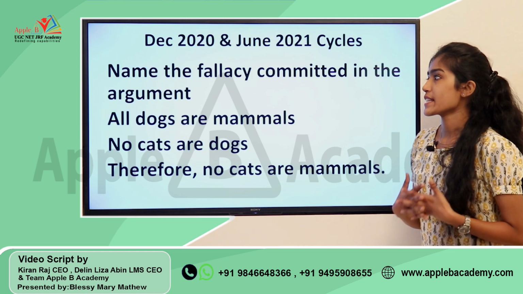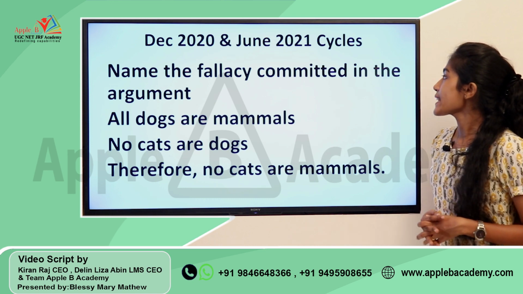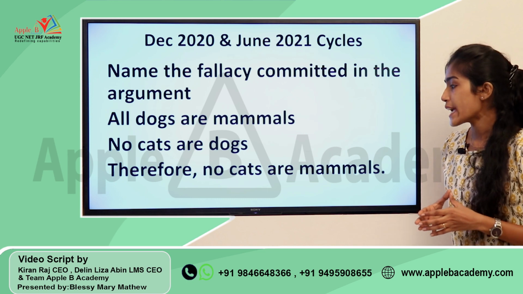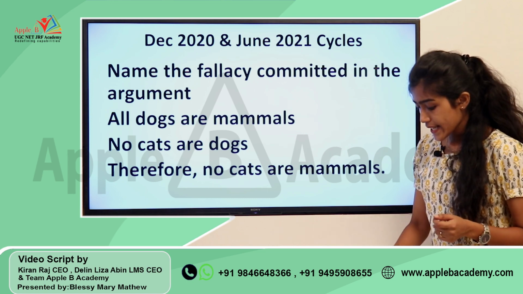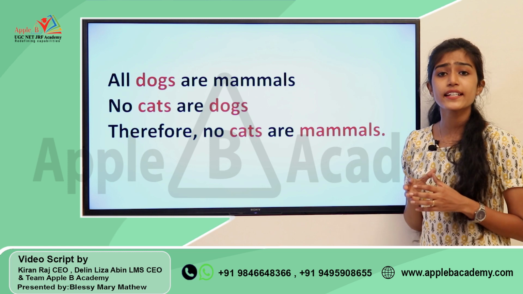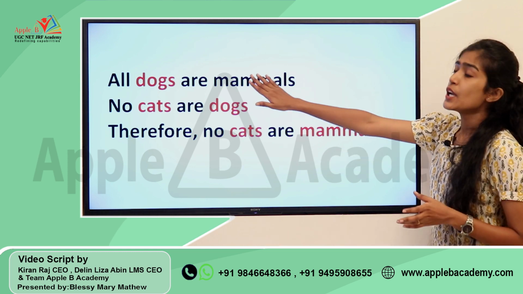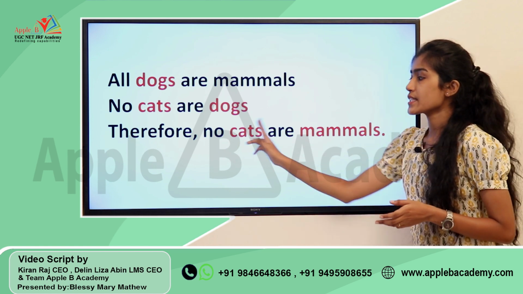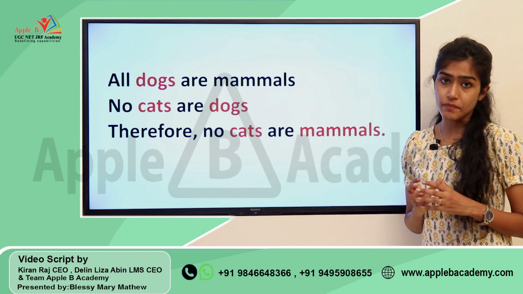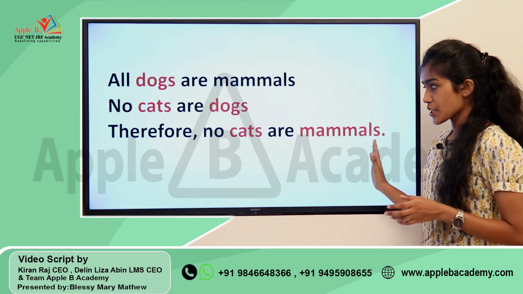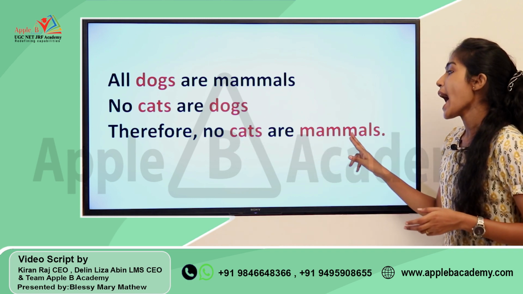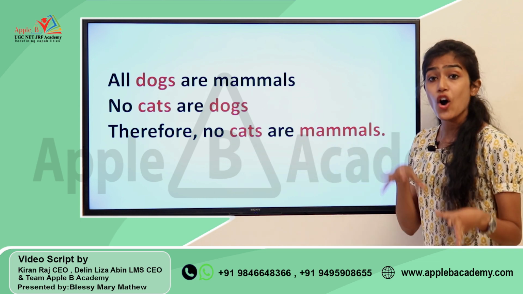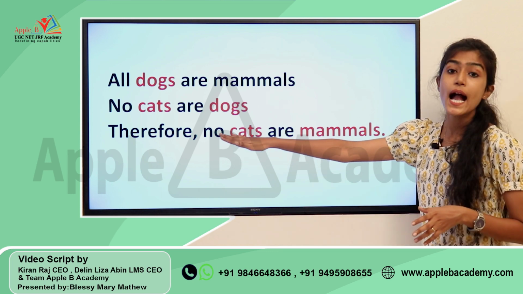Next question, this was again asked in the same exam. Name the fallacy committed in the argument. All dogs are mammals, no cats are dogs, therefore no cats are mammals. Take this argument. You have three different propositions, two premises and a conclusion, and the conclusion here is a universal negative proposition. In a universal negative proposition, both the subject term and the predicate term are distributed, right. So, cats here is the subject of the conclusion, so we call it the minor term.